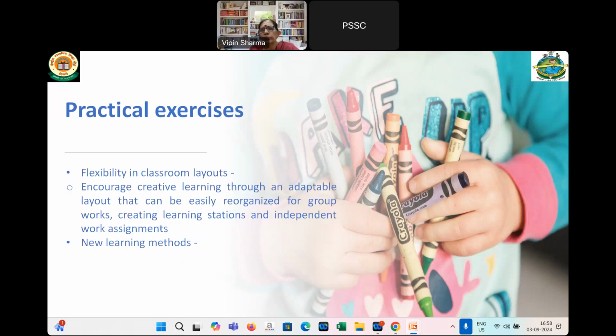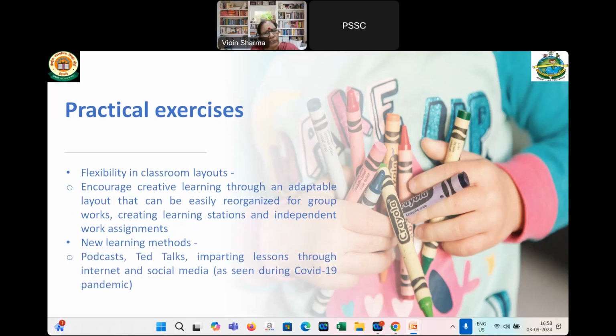Flexibility in layouts, already I spoke about that. You can keep on thinking about podcasts, TED Talks, imparting lessons through internet, social media, not the mobiles. How to do it judiciously, that we need to think of.